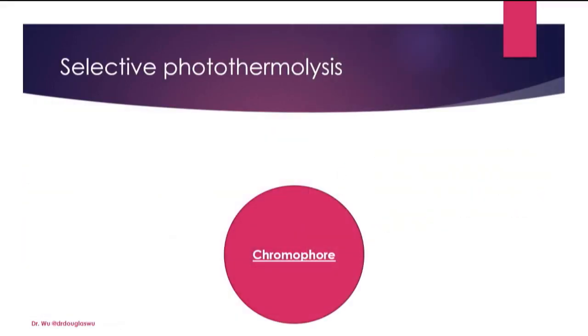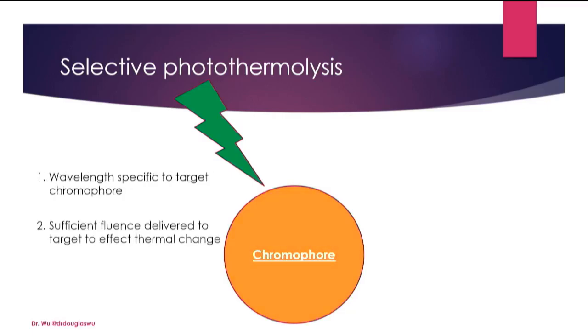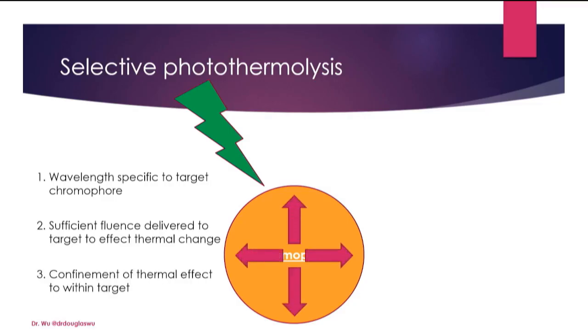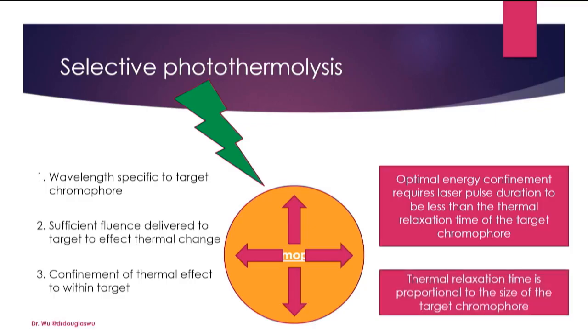So let's start at the beginning. Selective photothermolysis. Very briefly, we have a chromophore, and we use a wavelength that is specific to that chromophore, so it only gets absorbed by that chromophore, theoretically. We deliver enough energy into that chromophore in terms of fluence, enough to affect some sort of thermal change, usually destruction of that chromophore. And importantly, that energy is confined to just that chromophore. It doesn't expand beyond. The optimal energy confinement was the key, and that was due to an optimal pulse duration. It had to be less than the so-called thermal relaxation time of the target chromophore, and the thermal relaxation time was proportional to the size of the target chromophore.